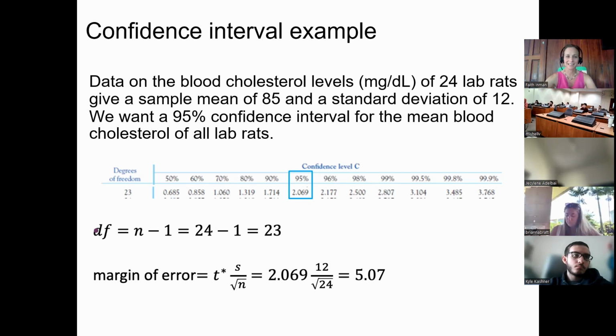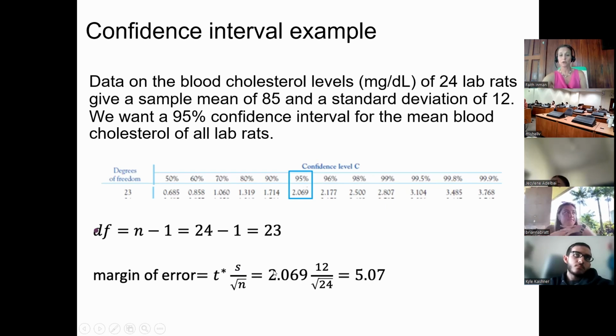So this is a little excerpt here from the lookup table. This is confidence level C. We had 24 lab rats, 24 minus 1 is 23, so our degrees of freedom here is 23. And then we say we want a 95% confidence interval. So we go over here and we can see our critical T stat would be 2.069.